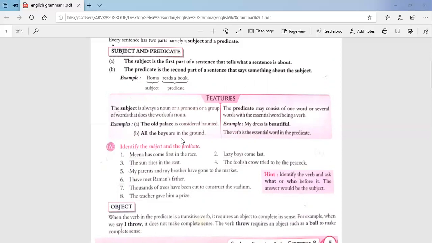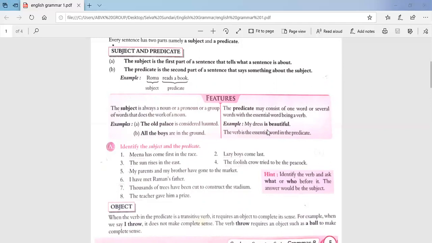All the boys are in the ground. It is telling about all the boys. Who are in the ground? All the boys. So that is subject. The remaining is a predicate. Here, what is the feature of predicate? The predicate may consist of one word or several words, with the essential word being a verb. The predicate should have a verb.